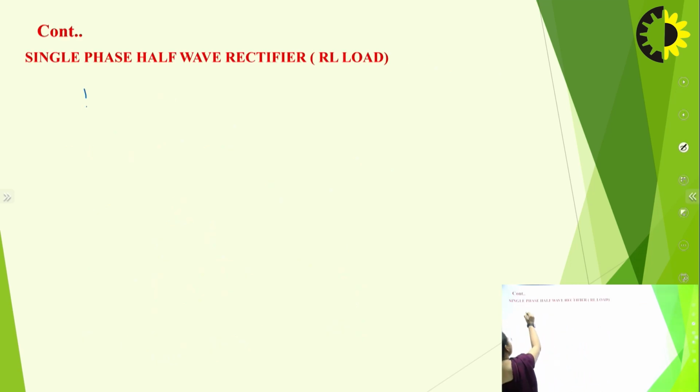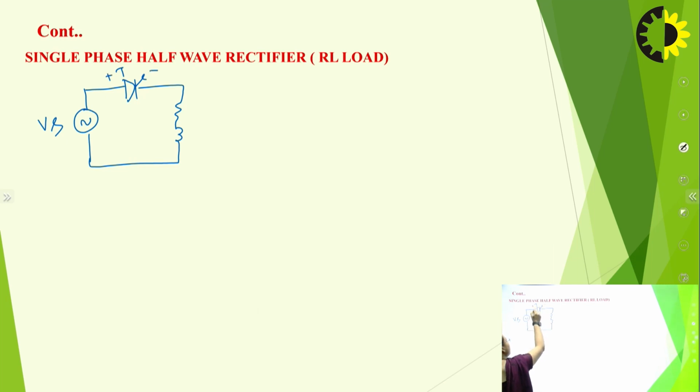So for a single phase supply with RL load, here we are using one thyristor and RL at the load, and at the input we have Vs, which is equal to Vm sin omega t. Let's say plus minus, and this will be the voltage across the thyristor. This is the load here, okay, and this is I naught, and this will be the value of the V naught.